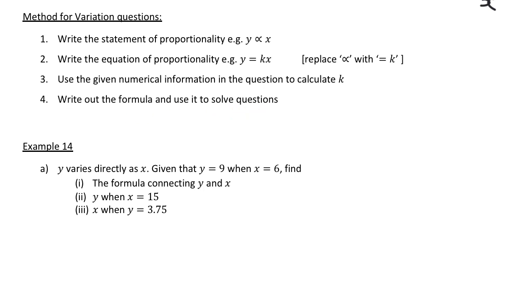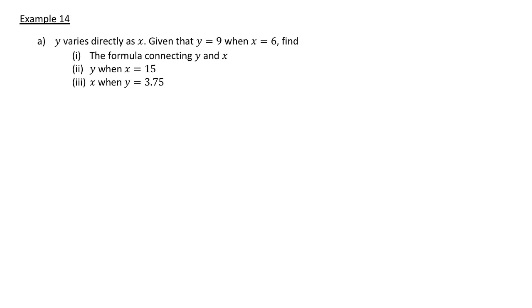So in example 14, what we have is y varies directly as x, and that's another way of saying that y is proportional to x.